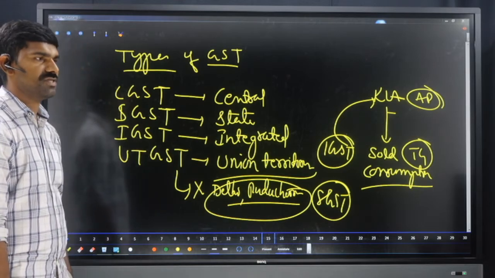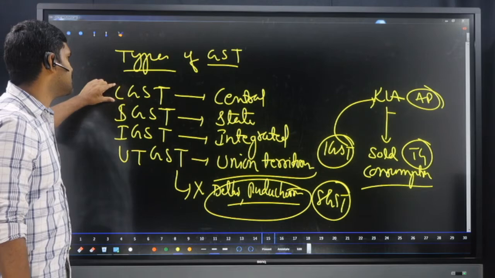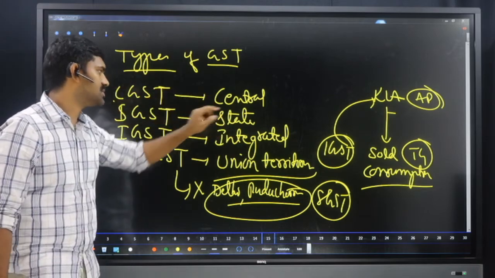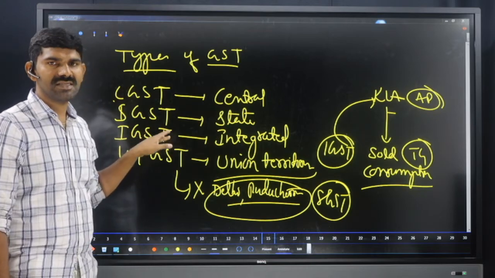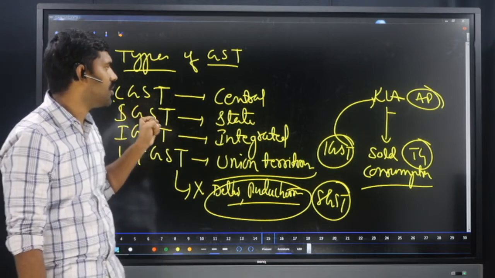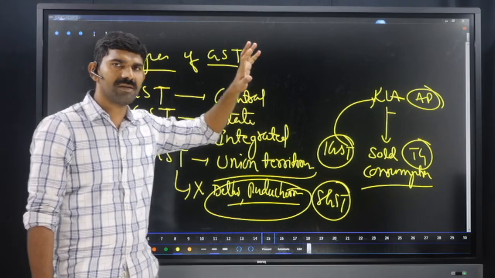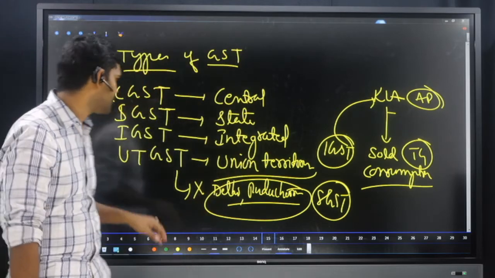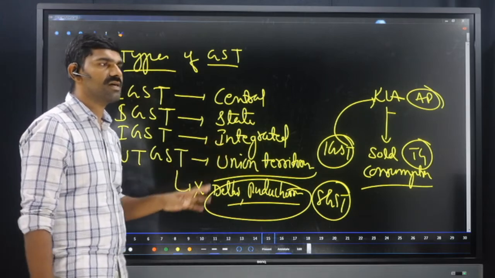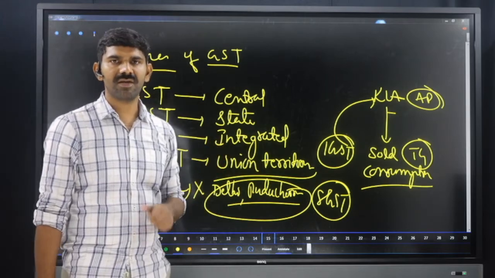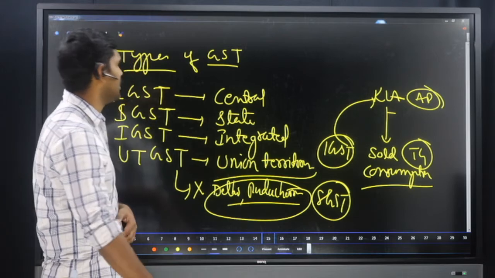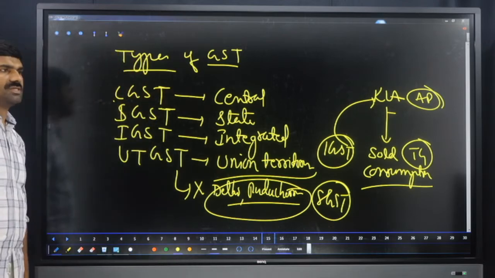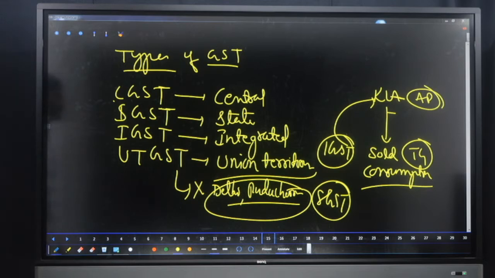Whatever CGST is collected goes to the central government. Whatever SGST is collected goes to the state government. Whatever is IGST is taken by the central government to compensate the manufacturing states, so that they do not incur any loss. And UTGST is applicable for Union territories. Very important. So this is with respect to this one. Take a screenshot of this.